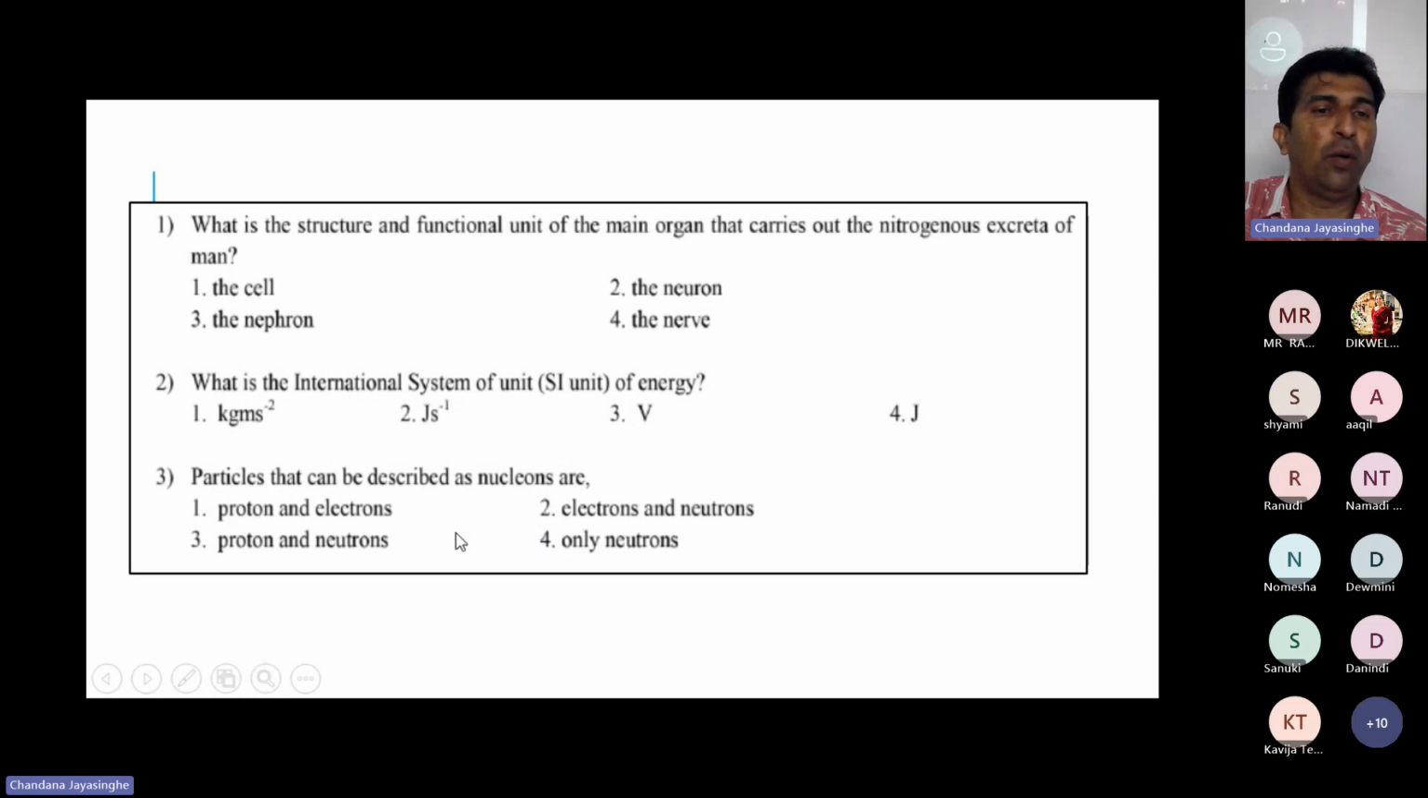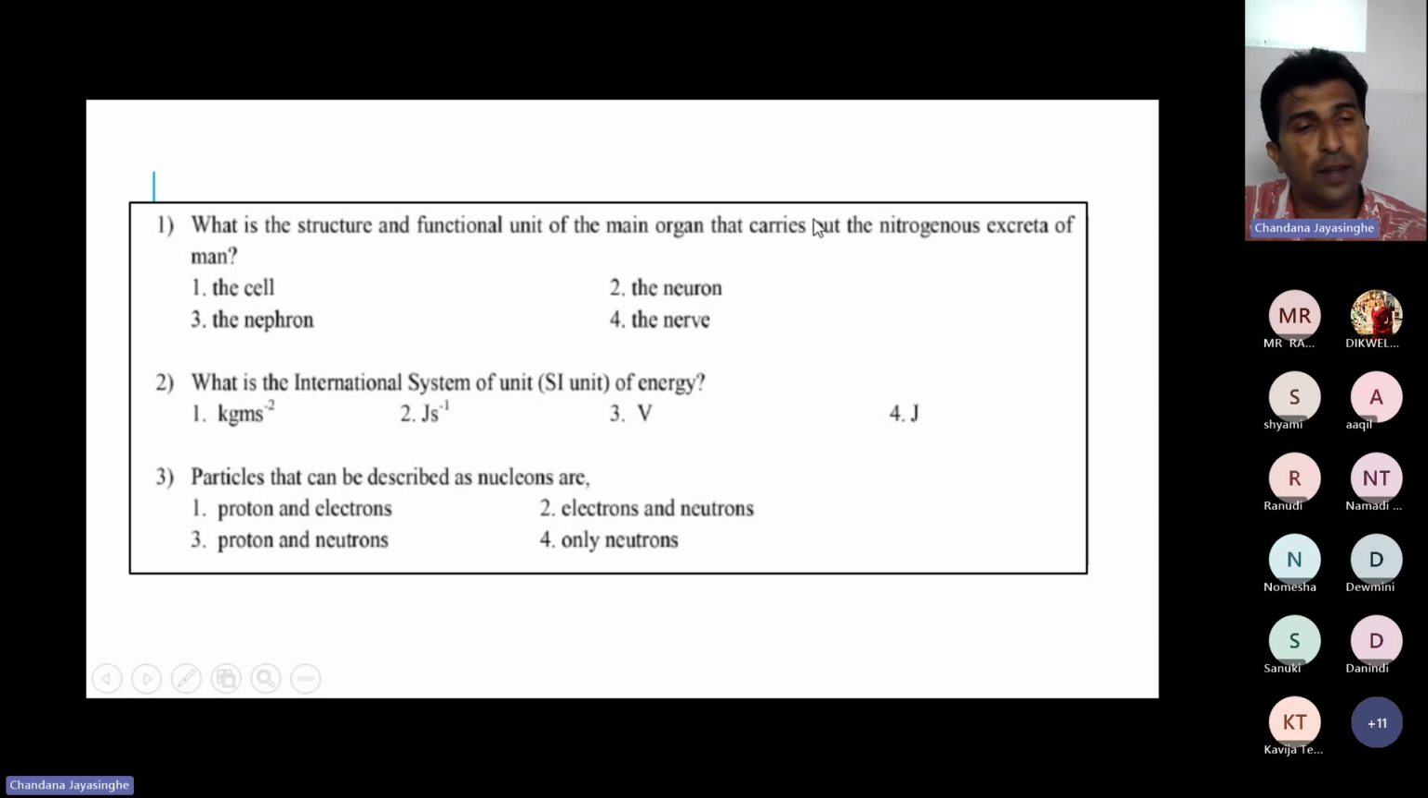Right, what is the structural and functional unit of the main organ? Right, now before that, I'll go over the very important things in the MCQ paper. Please remember, students, when we go for the paper, what we need to do in the paper itself. Okay, the paper itself has a few different types of MCQs.